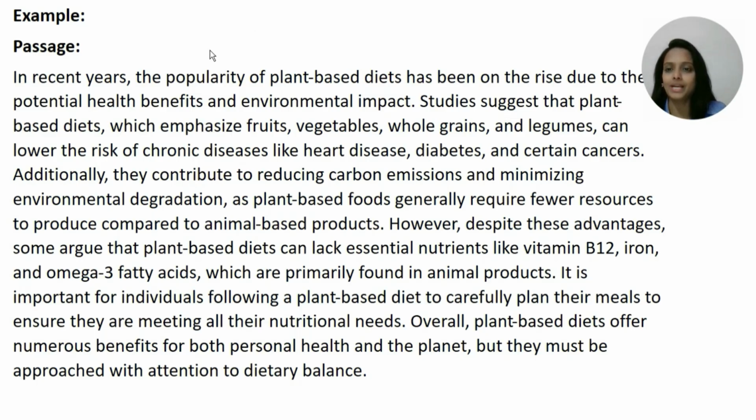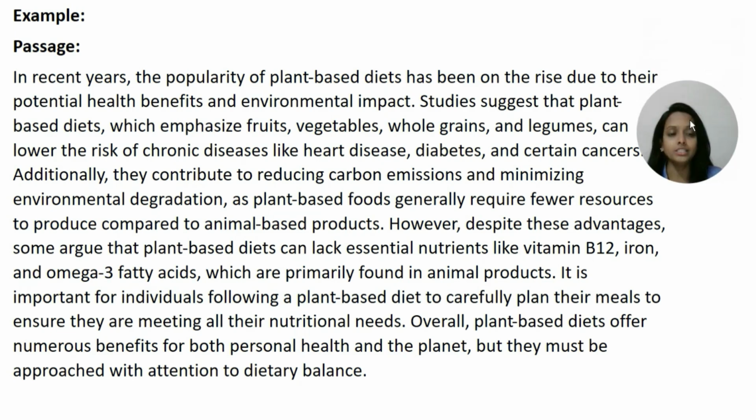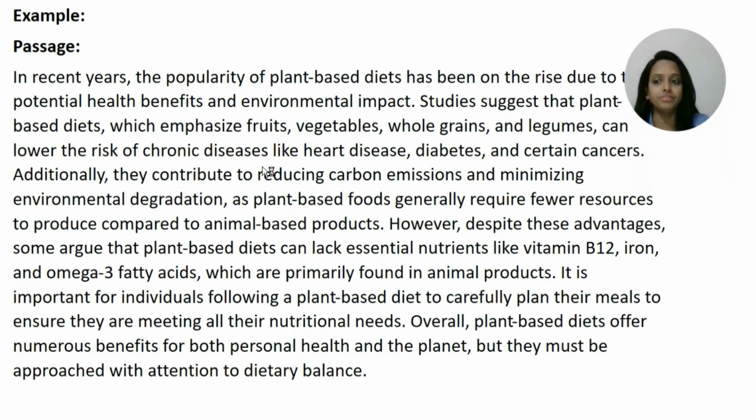Now, this is the passage, okay? It's an example here. In recent years, the popularity of plant-based diets has been on the rise due to their potential health benefits and environmental impact. Studies suggest that plant-based diets, which emphasize fruits, vegetables, whole grains, and legumes, can lower the risk of chronic diseases like heart disease, diabetes, and certain cancers.